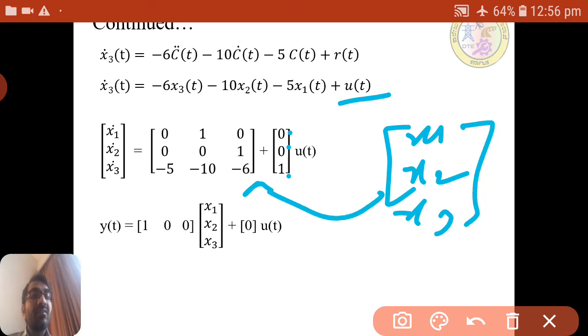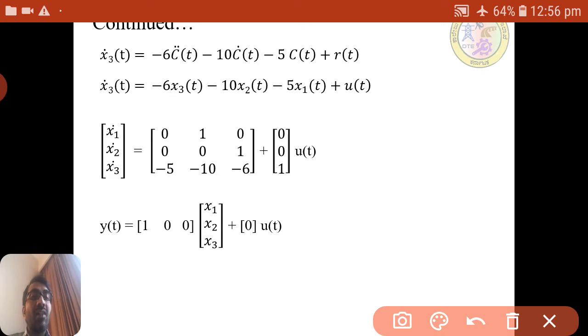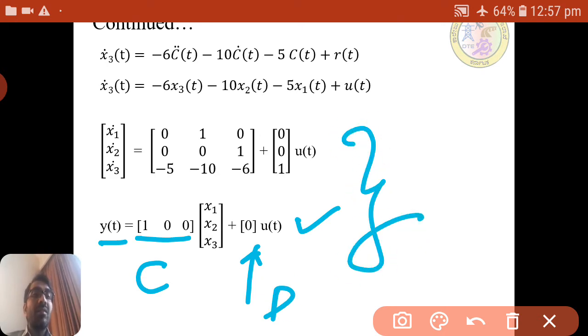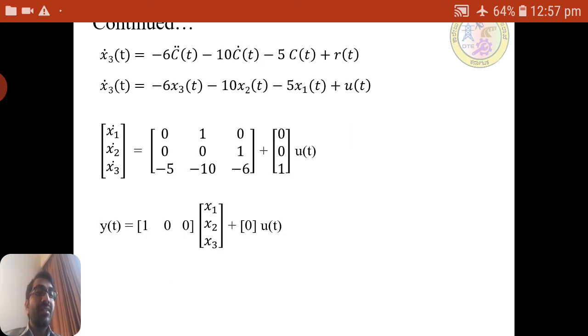Actually here we need to write x1, x2, x3, that is missing here. We need to write A into x of t, that is x1, x2, x3, then this will be the B and this is A. Similarly the output equation will be the same, that is y of t is equal to x1 of t, so 1 0 0, and there is no d coefficient, so that will be 0, so no input function here. So this will be C and this will be the d vector. So this is a state model for the transfer function, which we considered as a second example.